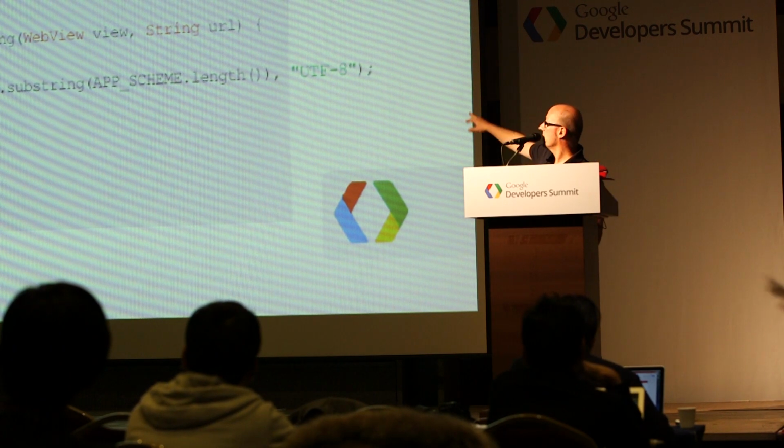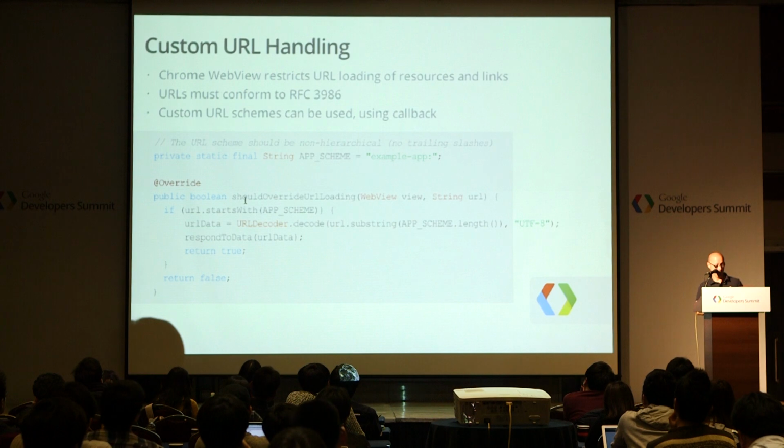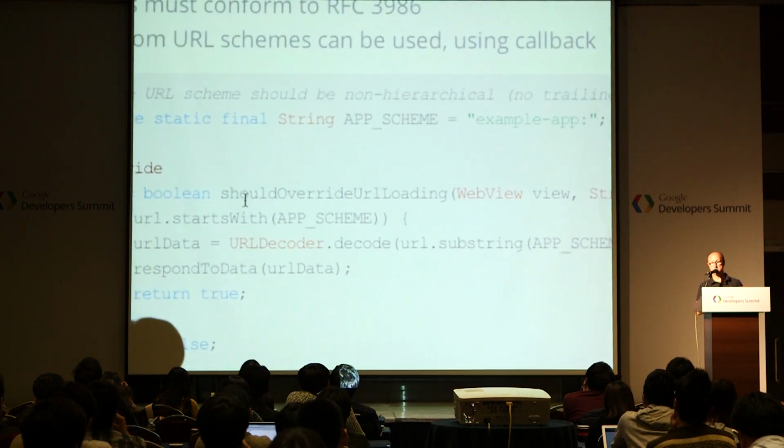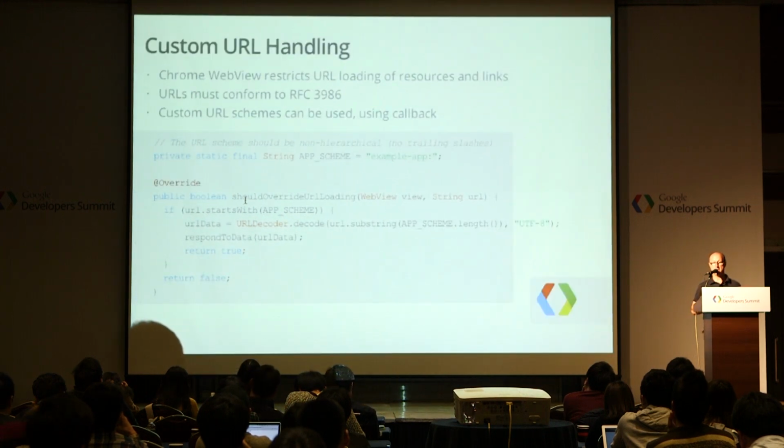So here's an example of a URL handler. This should override URL loading, that method there. That's called as a callback. So every time you click on a link or try and load a resource, this callback will be fired, and that gives you the opportunity to handle your custom URL scheme and what it is you're trying to achieve with it.